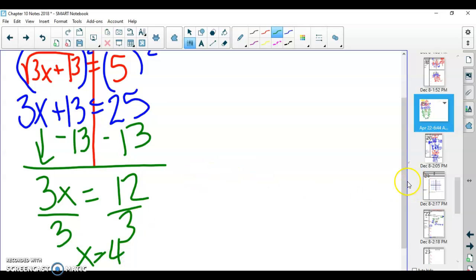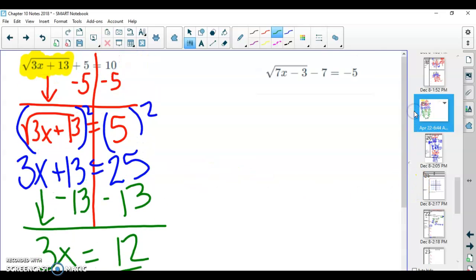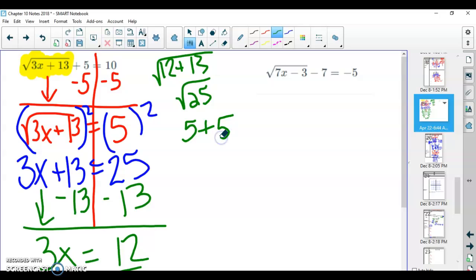Okay, so let's check that in there. If I did 3 times 4 is 12 plus 13. Okay, so that gives me inside the square root, I've got the square root of 25 is 5. 5 plus 5, is that 10? Yep, it works out. Okay, so pause this one, try this.